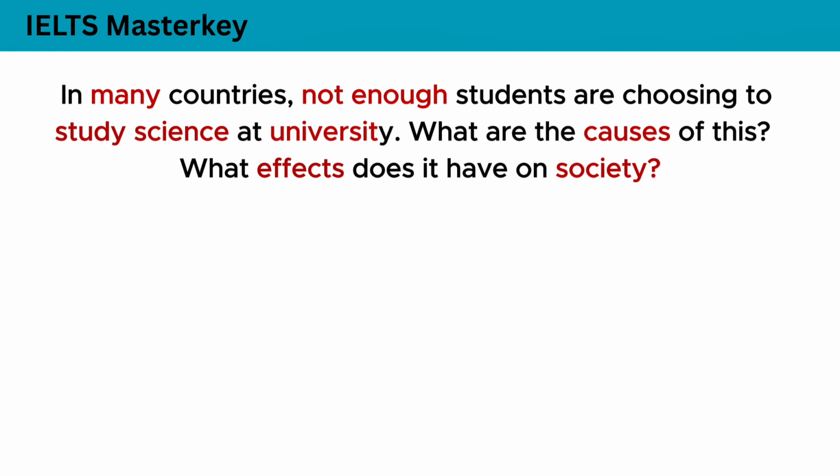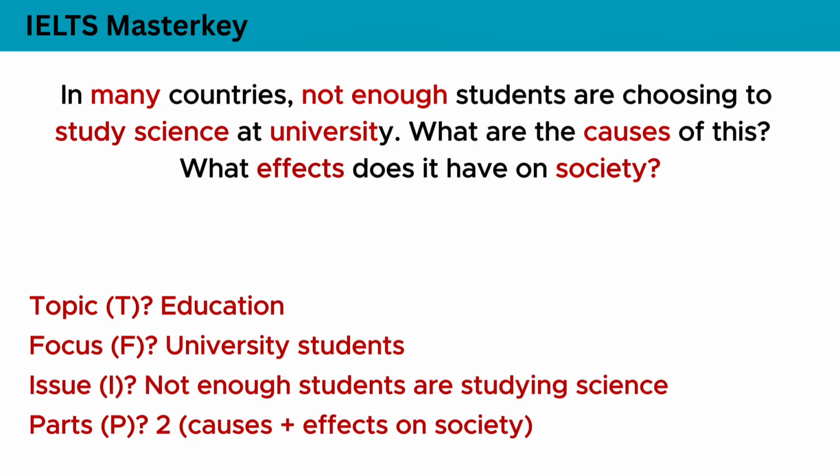Notice that it says university, not school. That's important. The level we're talking about is important. So obviously we're talking about studying at university, so the general topic is education. And the focus is on university students. We're zooming in on university students. We're not talking about pupils, for example. So what about these university students? What's the issue? The issue is that not enough university students are choosing to study science. And this question has two parts: the causes of this problem and the effects it has on society.